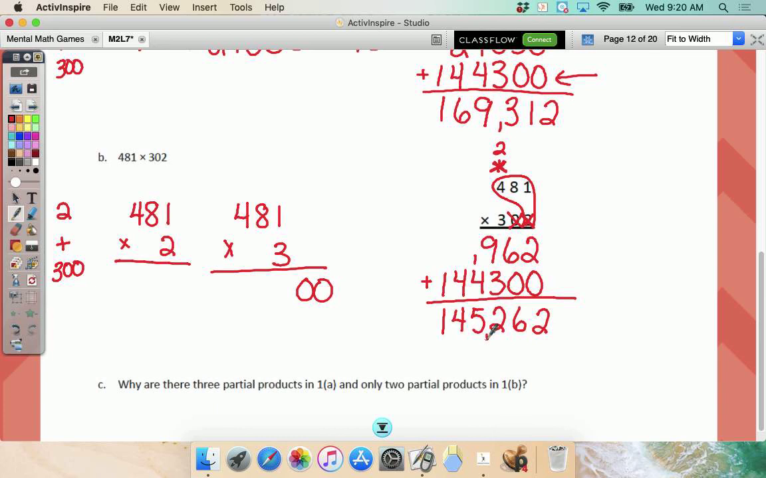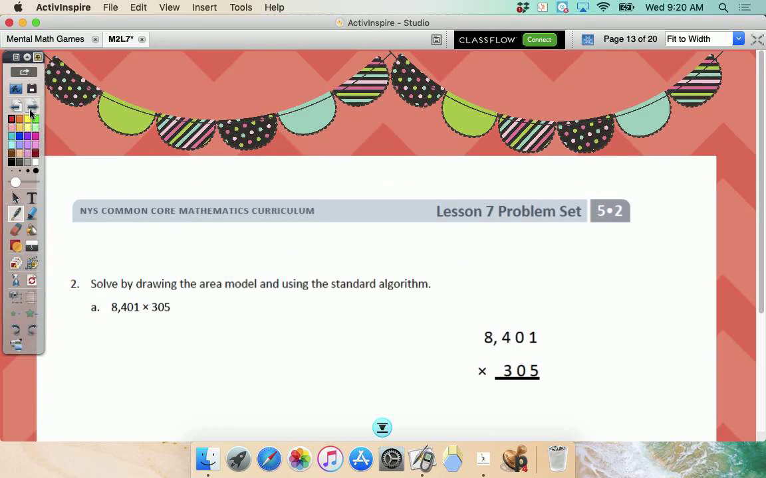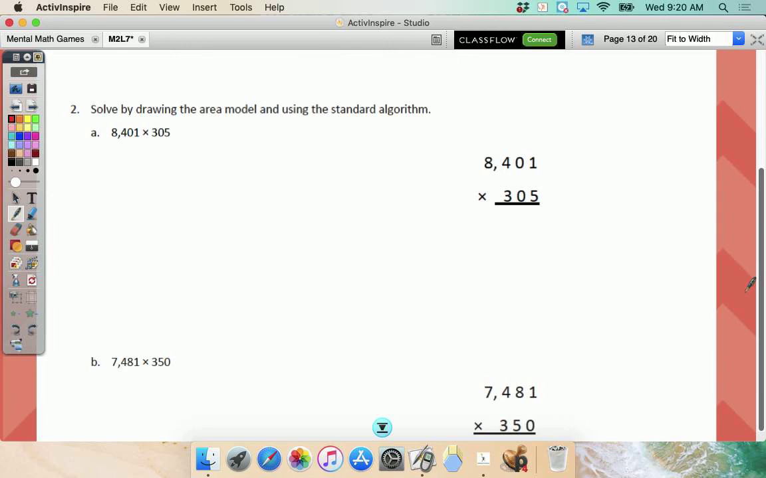Okay, so let's say this number. 145,262. Okay, so I want to turn it over to the next side. These are pretty tricky. This one's similar to what we just did, but what do we have in the top row? A 0, right? We have a 0 in the thousands place, okay? But let's look at it because I don't think it's that hard.